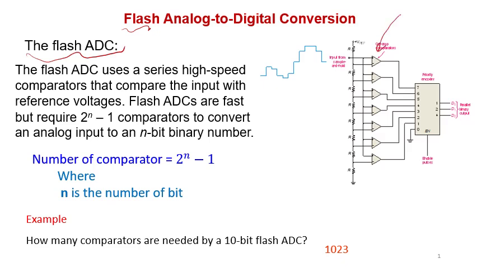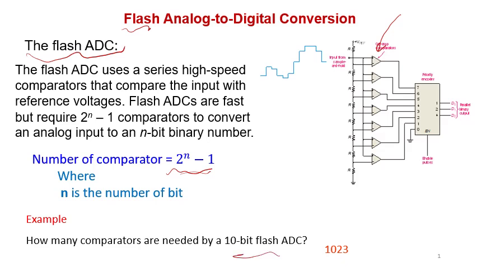To do the process of conversion, we depend on comparators, and this is considered one of its disadvantages because it needs a lot of comparators. The number of comparators required can be calculated as you see here. Number of comparators equals 2 to the power n minus 1, where n is the number of bits. So if we have a 3 bit analog to digital converter, that means we need 7 comparators to perform the conversion.